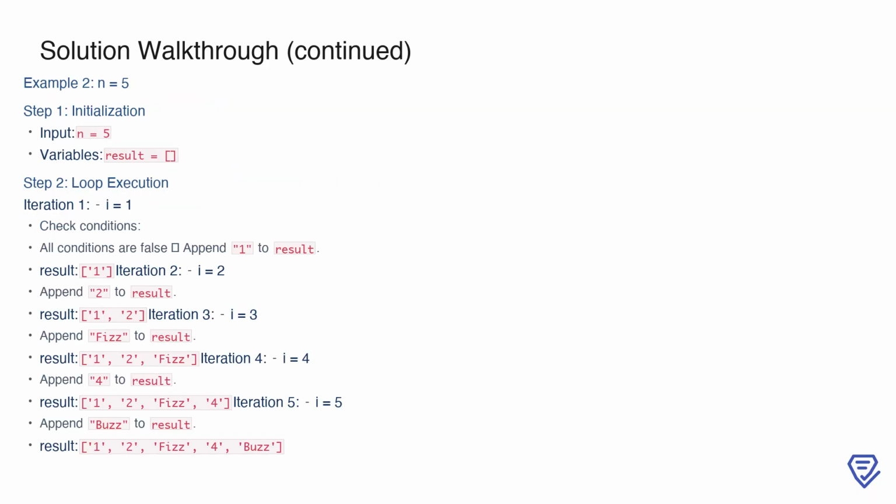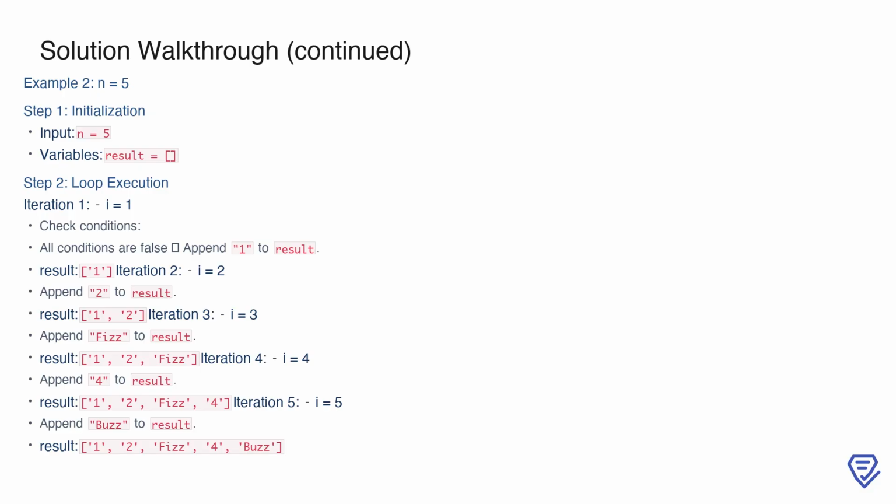Now, let's consider another example where n is 5. As before, we initialize an empty list called result. The loop starts by iterating from 1 to n. For i equals 1, none of the conditions are satisfied, so we append 1 to the result.